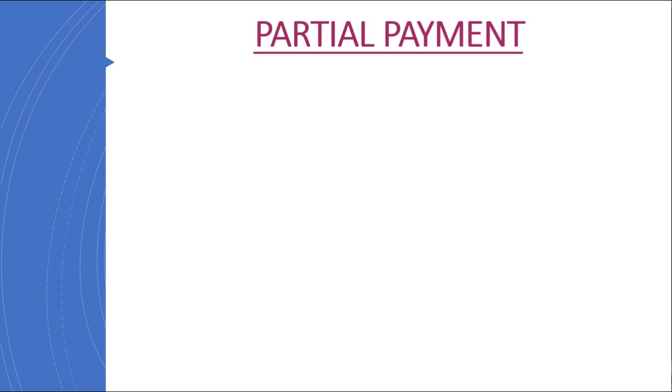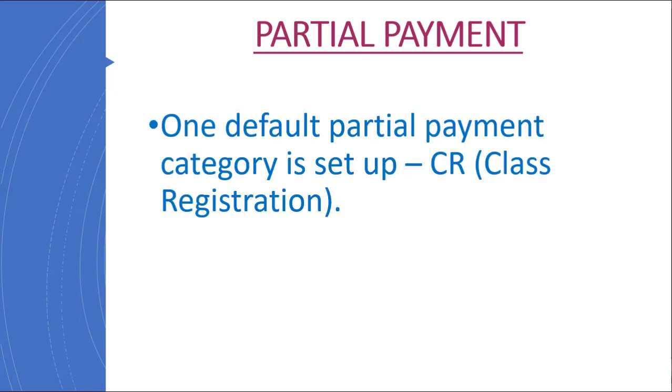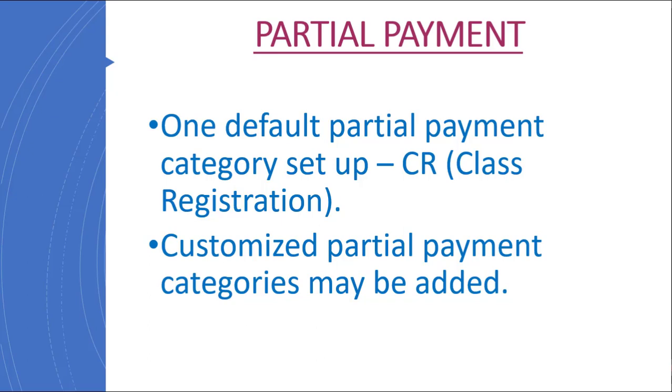So let's talk about partial payment. There is one default partial payment category already set up for you, and that is CR, which is class registration. And you can add additional partial payment categories if you wish.